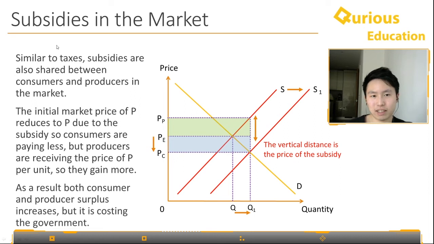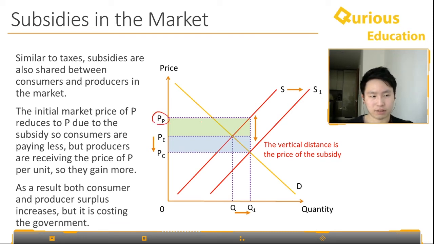Similar to taxes, subsidies would be shared between consumers and producers in the market. So for producers and consumers, the area would be slightly different this time. And like I said, we would kind of flip the two around. So let me explain why.